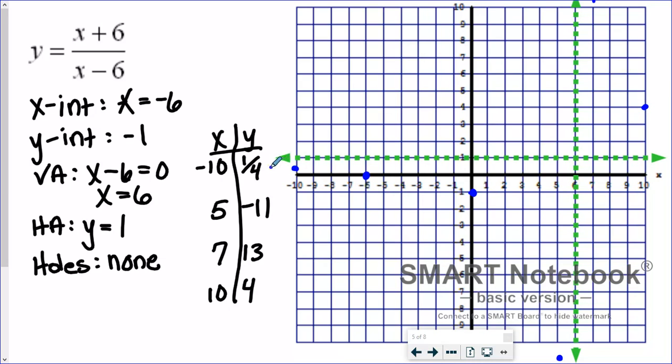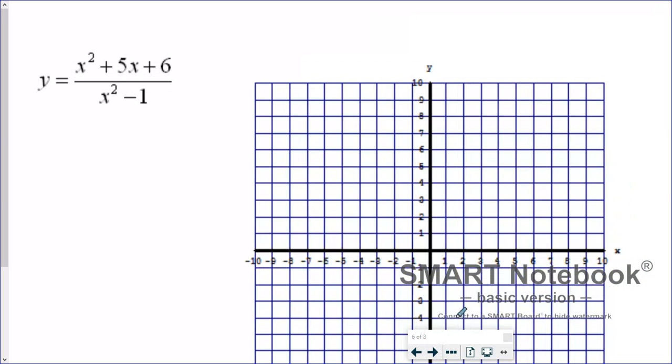Right, so again, this is going to be enough to let us know what's going on. And voila, we are done. All right, we'll go another one here.